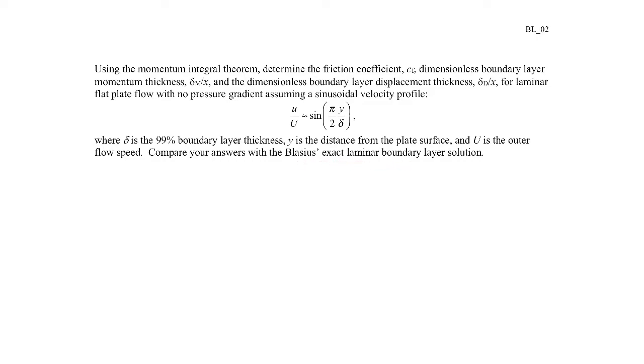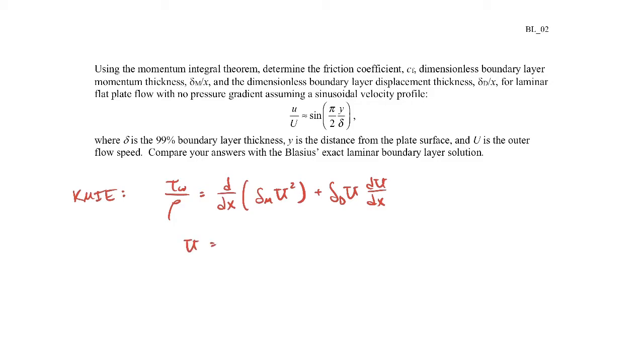So we'll go through the Kármán momentum integral equation approach. So let's go ahead and write out the Kármán momentum integral equation. So we have the wall shear stress divided by the density is equal to the derivative of the momentum thickness times the outer flow velocity squared plus the displacement thickness times the outer flow velocity times the gradient of the outer flow velocity. And since we're told that this is a flat plate flow with no pressure gradient, then the outer flow velocity will be a constant.